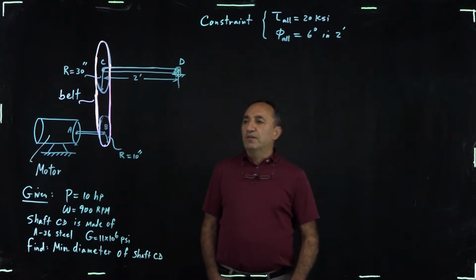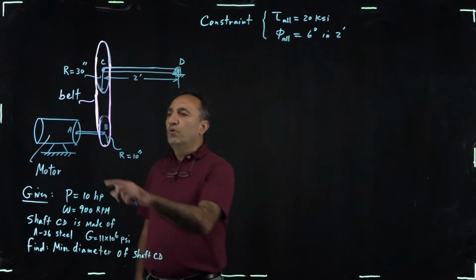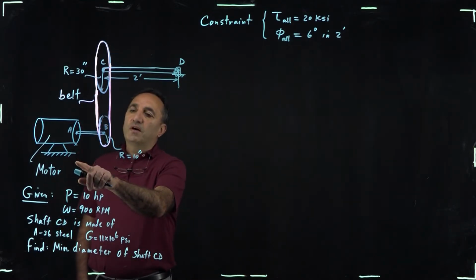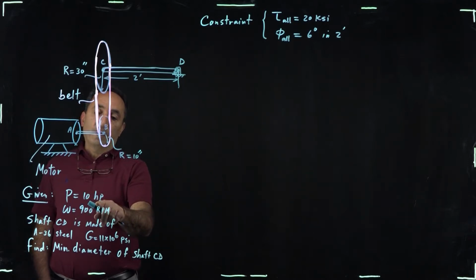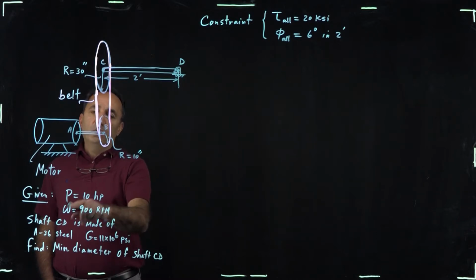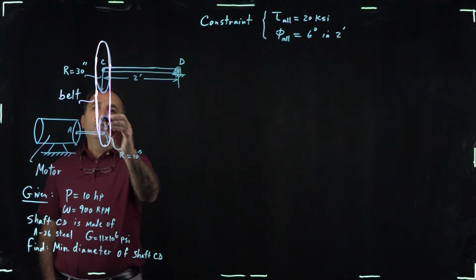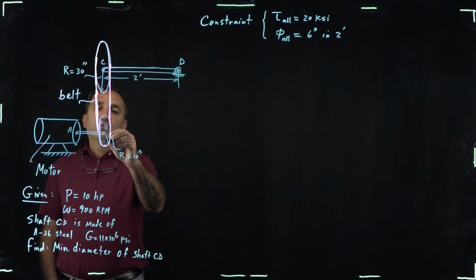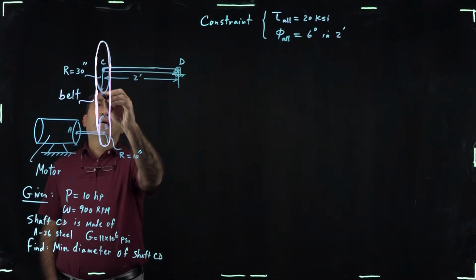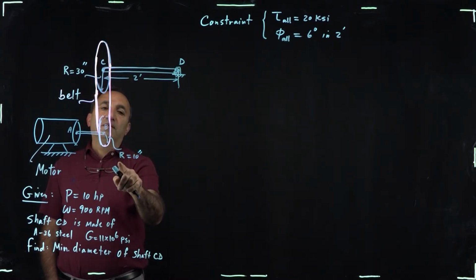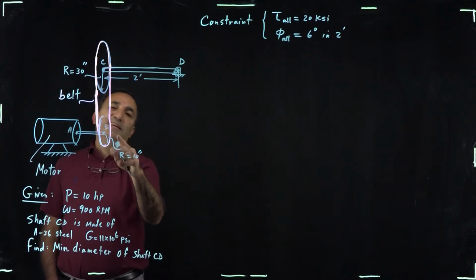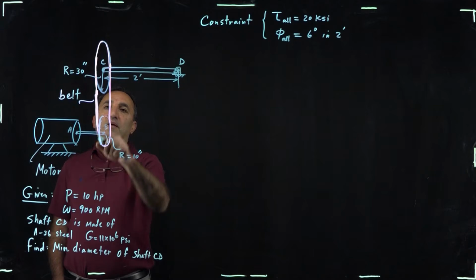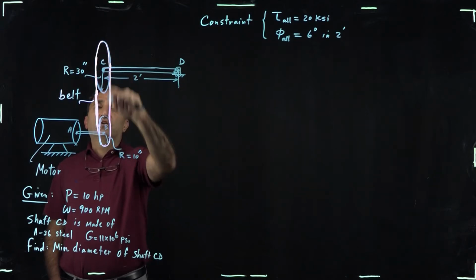In any case, let's look at this problem. So here we have a motor which has a power of 10 horsepower, rotating at 900 RPM, and we want to transmit this power through these pulleys, pulley B and pulley C. You could see the radii of them are 10-inch and 30-inch, so there is in a way a ratio of 1:3, and this connection is through a belt.